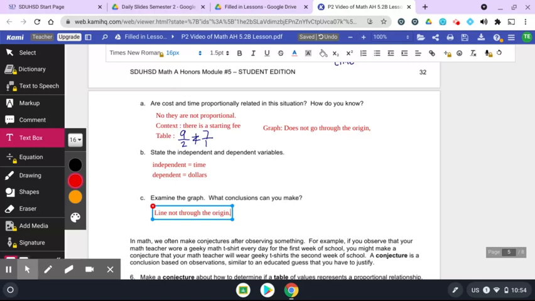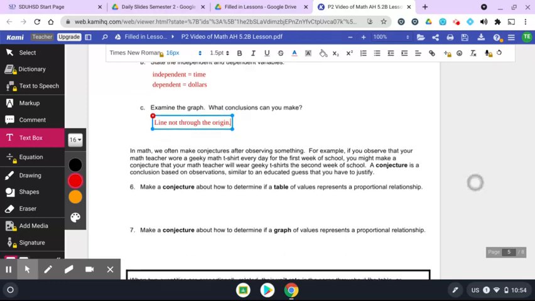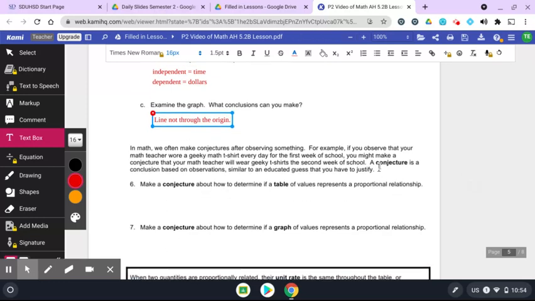All right, in math, we often make conjectures after observing something. For example, if you observe that your math teacher wore a geeky math shirt every day for the first week of school, you might make a conjecture that your math teacher will wear a geeky math shirt the second week of school. A conjecture is based on observations, similar to an educated guess that you have to justify. So conjecture means it's not quite a rule yet. It's what you think the rule is. You just haven't tested it yet.